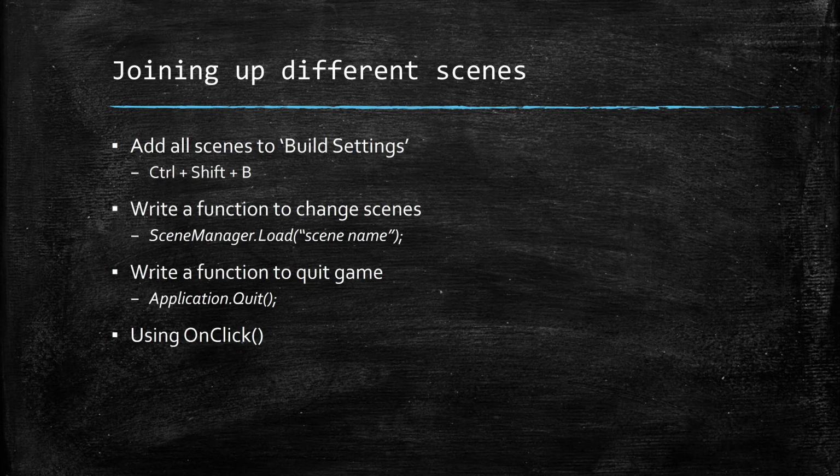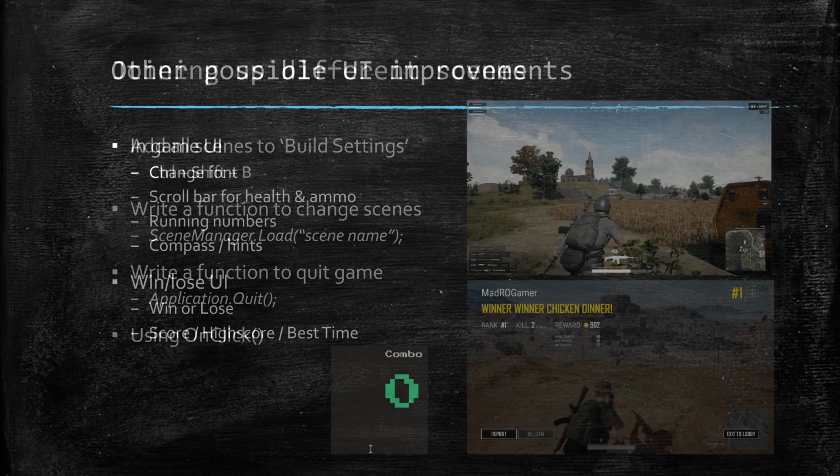Right, so we have covered all of this. You have to include all the scenes in your build settings. Use the scene manager to load the scene with the name, and application.quit to quit the game. And then lastly, use the onClick function to piece them all together.